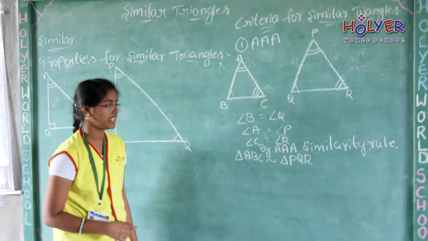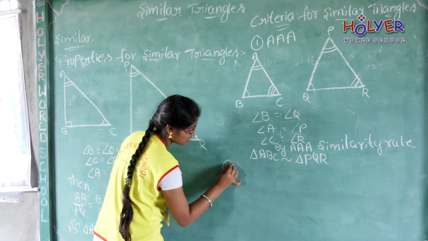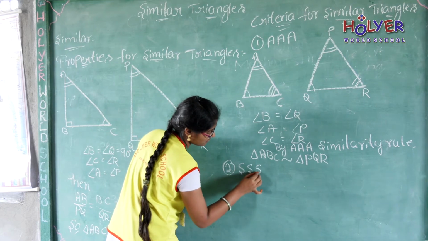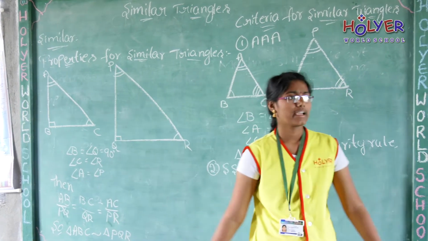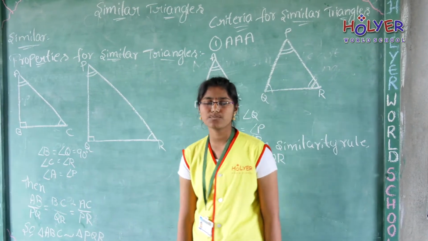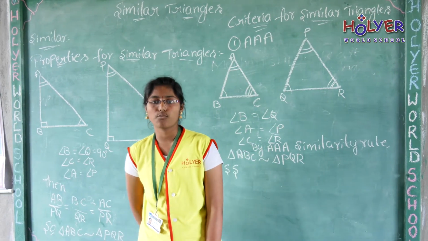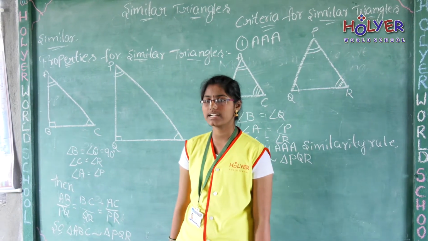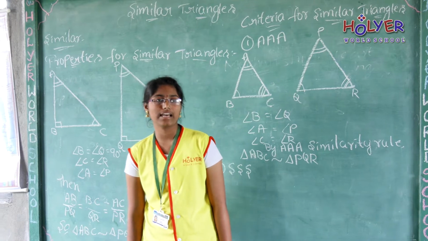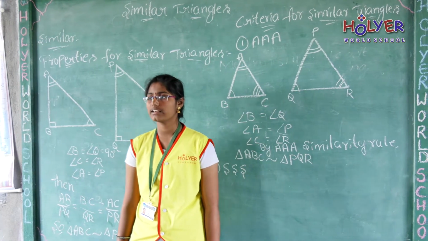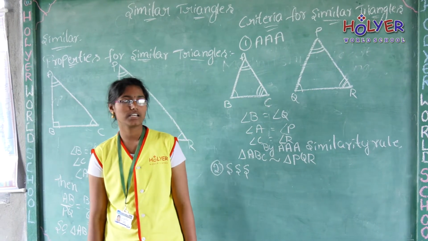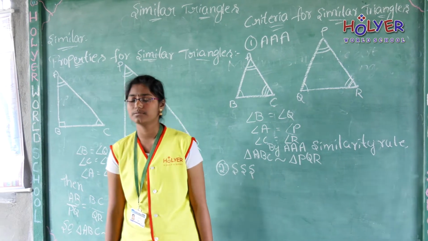And the next criterion is SSS. In two triangles, if the corresponding sides of one triangle are proportional to the corresponding sides of another triangle, then the angles opposite to the corresponding sides are equal. Hence, the two triangles are said to be similar.